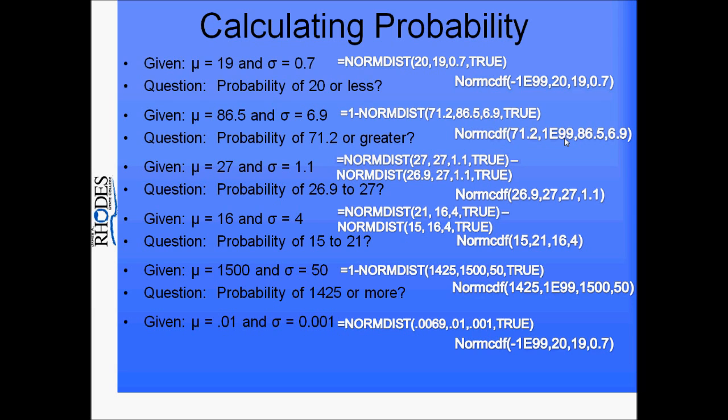Last one, let's get a little bit smaller in numbers. Make us think a little bit more. Alright, so mean of 0.01 and standard deviation of 1,000th. We want to know what is the probability of getting 69 thousandths or less. Okay, so we got to think about this. What's my left bound? It's my leftmost point. We said or less than that 69 thousandths. So that means our left bound is going to be minus 1E99, negative infinity. Okay, and my right bound is the greater number, which in this case is the 0.0069.